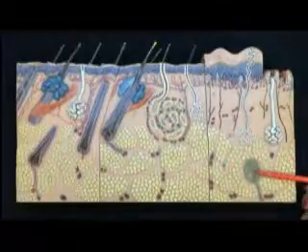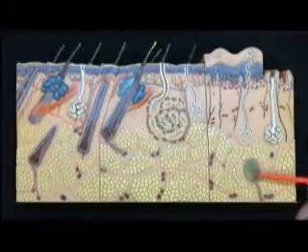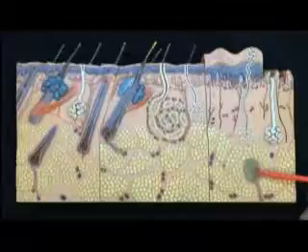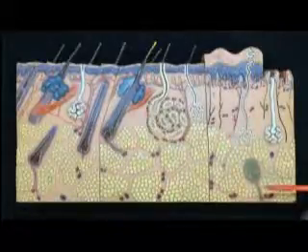Then your other type is going to be this big green thing down here. It's sort of been described as an onion. But this is going to be the lamellated corpuscle, or you can also call it the Pacinian corpuscle. It's going to detect deeper vibrations and pressures than your tactile ones will.